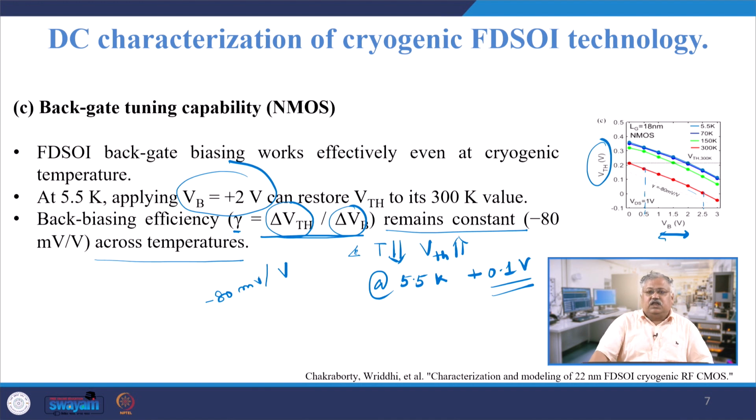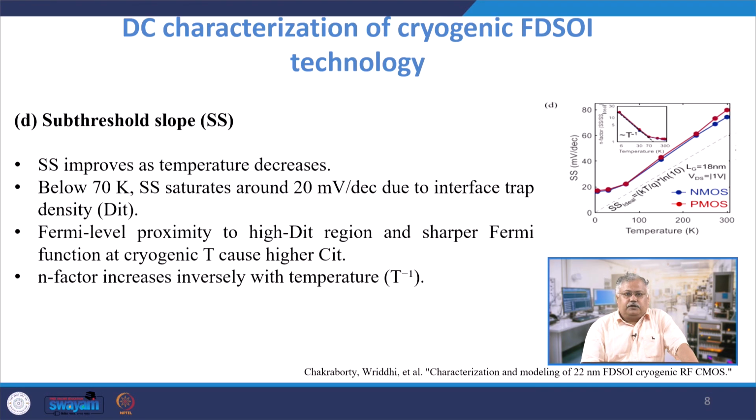This change in the voltage is referred to as the backgate bias efficiency, also referred to by gamma in this case, right? And that gives you a brief value of how I can actually manipulate the value of the threshold voltage. Now, let us look at the subthreshold slope variation. Subthreshold slope actually improves with respect to temperature decrease.